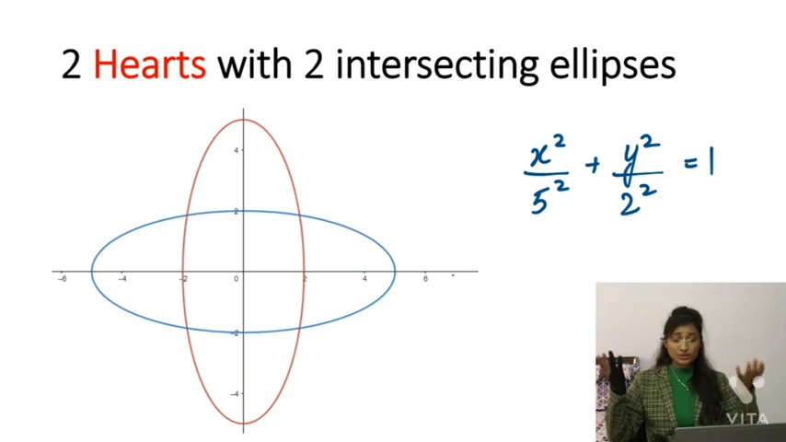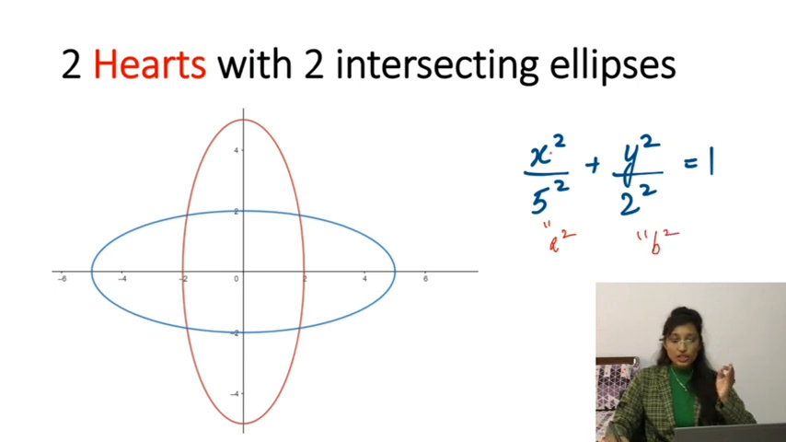Now we have done it with circles, lines. Now we will go on to ellipses. Two hearts with two intersecting ellipses. What is the equation of an ellipse? We all know x square by a square plus y square divided by b square is equal to 1.